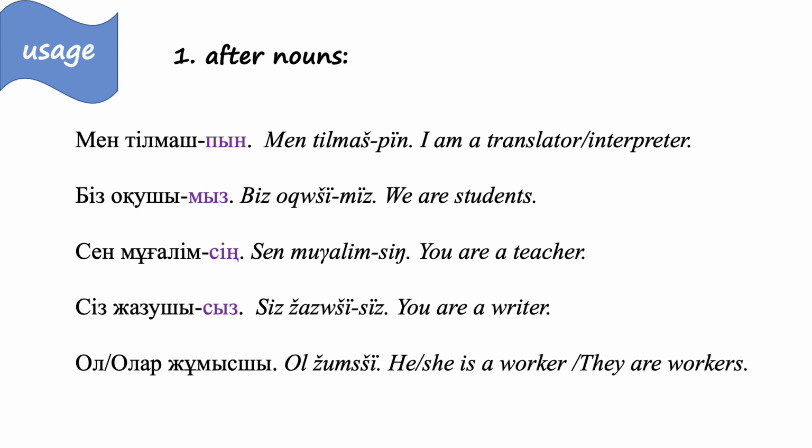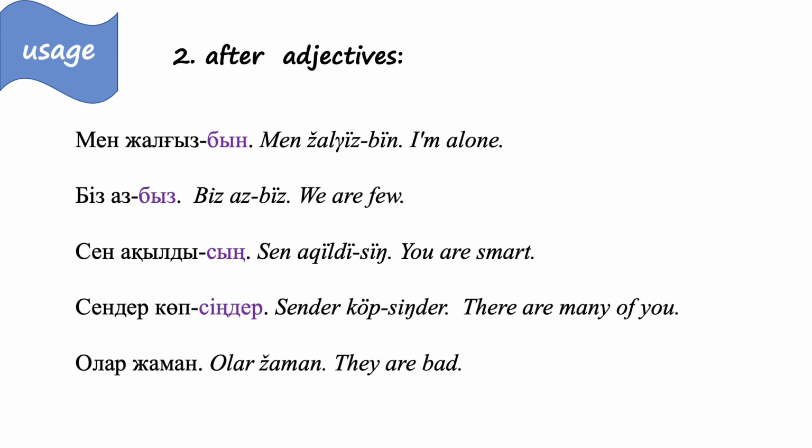Sen muğallimsin. You are a teacher. Siz yazuvchisiz. You are a writer. Ol or olar жұмысшы. He or she is a worker or they are workers. Secondly, they are used after adjectives. For example, men жалғызбын. I am alone. Biz azbız. We are few.